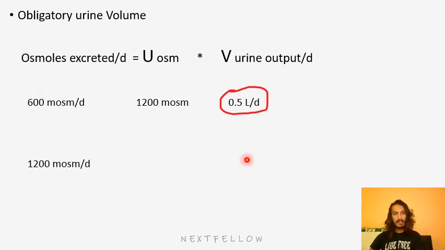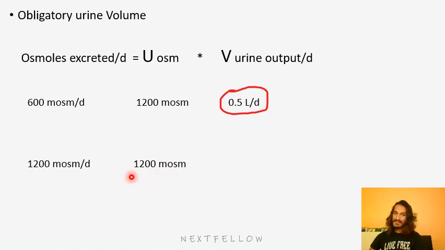Okay, so for example, instead of 600, now the seawater osmolarity, say it comes to 1200 milliosmol per day. Maximum ability for a kidney is to concentrate it to 1200 milliosmol per day.